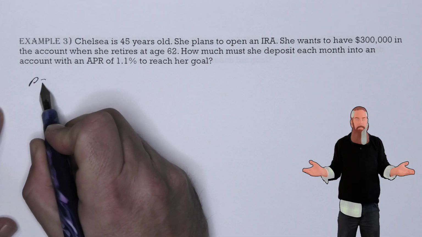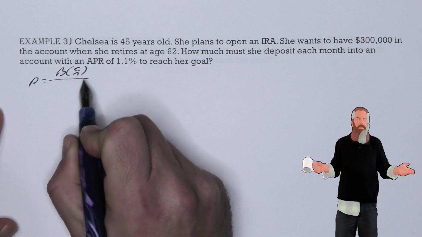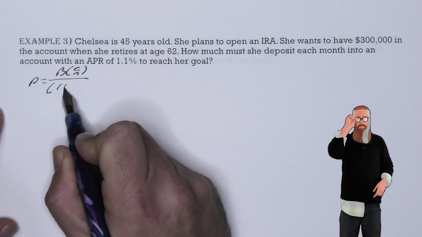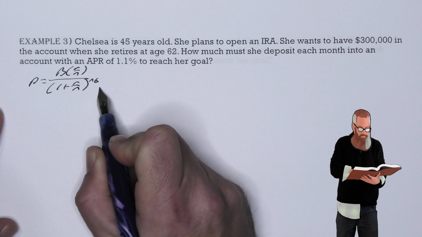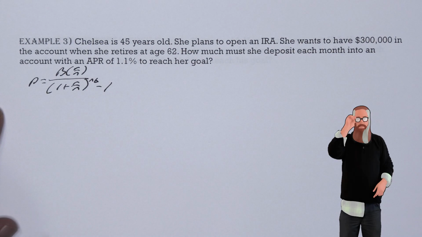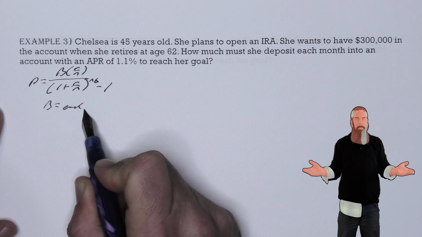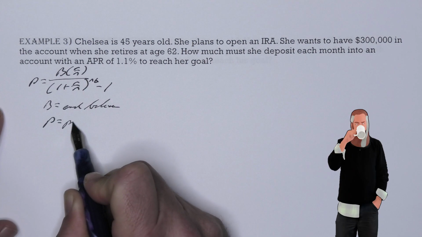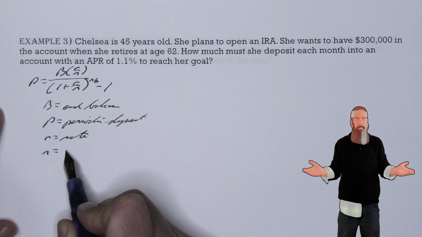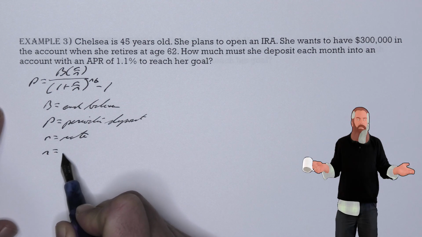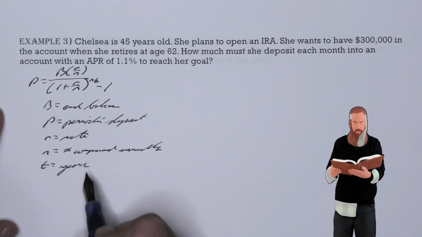To do this, we're going to use the formula P is equal to B times R over N, all over 1 plus R over N to the NT power, minus 1 in the denominator, where B is the ending balance, P is the periodic deposit, R is her interest rate, N is the number of times interest is compounded annually, and T is the number of years.